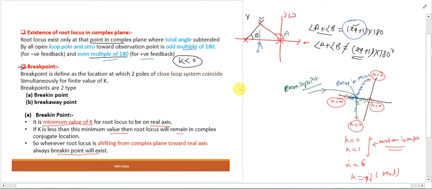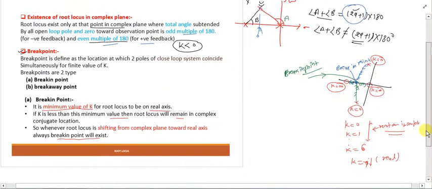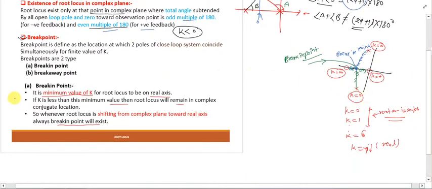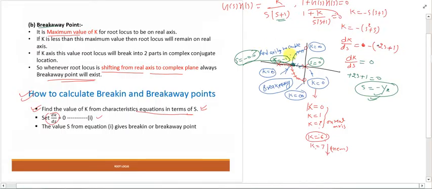We studied the breakaway and break-in points. What is the break-in point? Break-in point is when the root locus is coming from the complex plane to the real axis. What is the breakaway point? It is when the root locus moves from the real axis to the complex plane. We already studied it. We can calculate the break-in and breakaway points from this method.